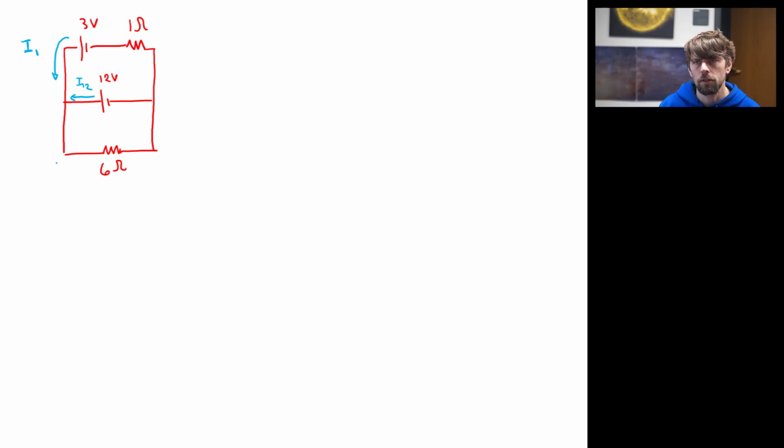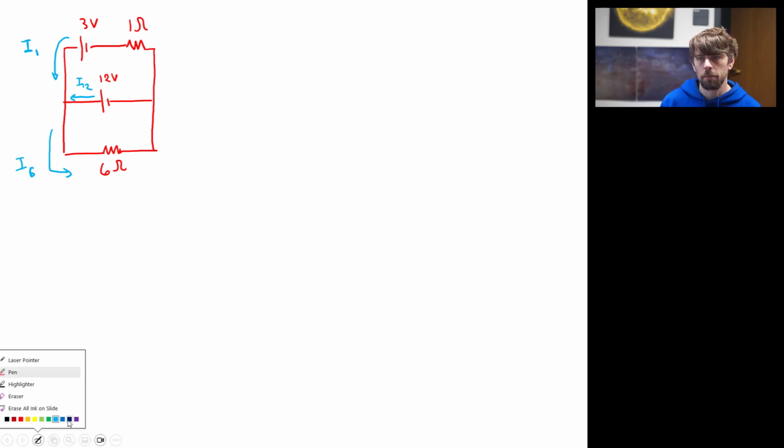And why not? Let's go ahead and say that the current is flowing this way through the 6 ohm resistor. So again, I'm going to label that as I6. Okay? So now we have arbitrarily chosen our current directions. And yes, you might be screaming and kicking, but I have indeed chosen some to ensure that we get some negative currents after we go through our analysis.